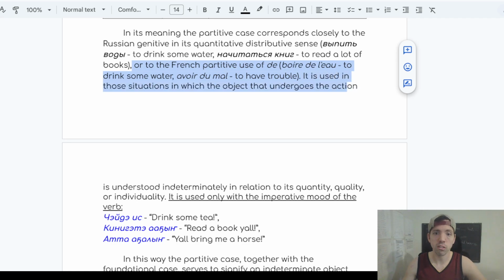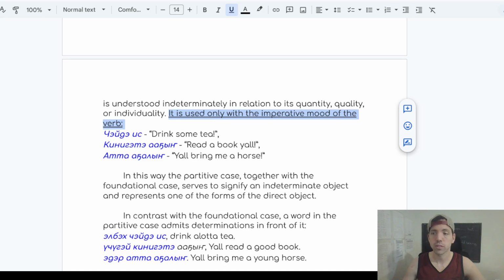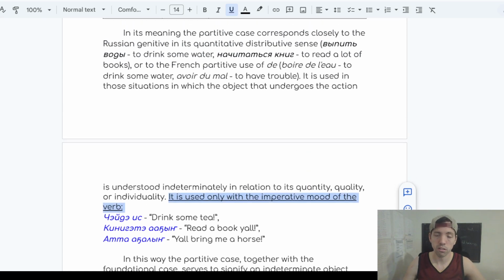It is used in situations in which the object that undergoes the action is understood indeterminately in relation to its quantity, quality, or individuality. It is only used with the imperative mood of the verb. That is saying what I said a moment ago, that we use it in commands. If you did not understand the references to Russian or French, it is similar to English. In some old-fashioned English, like in the Bible, whosoever drinketh of the living water, we sometimes use of the way the French use de, meaning of, for an object. So similar in Sakha, but it's all used for commands.